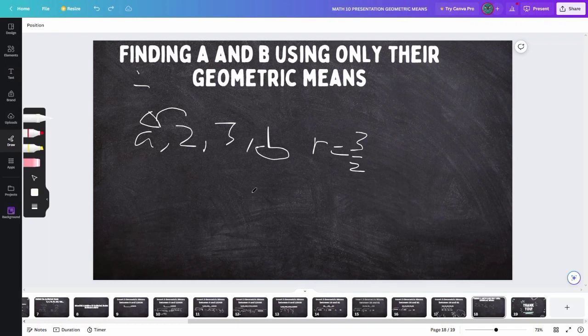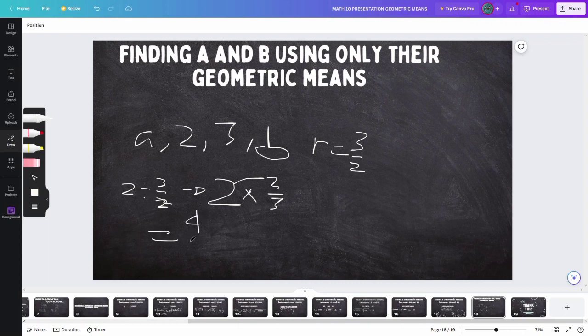So that would make it so that we have to do 2 divided by 3 over 2. Now the problem with this is we actually have to turn it into a multiplication equation. So we're just going to get the reciprocal of this, which then would make it 2 times 2 over 3. So you multiply both of these, then you get 4 over 3.